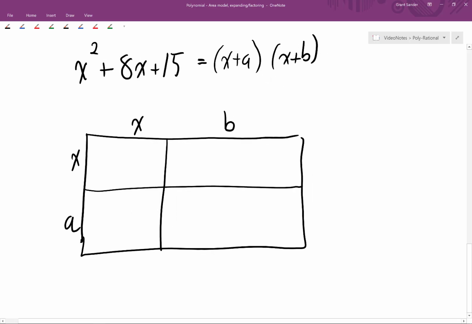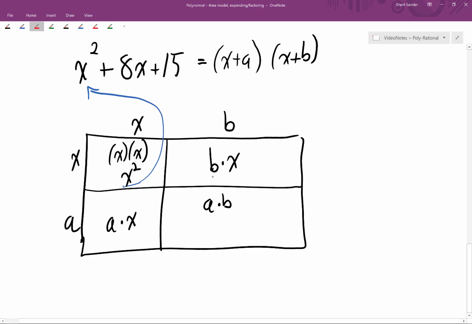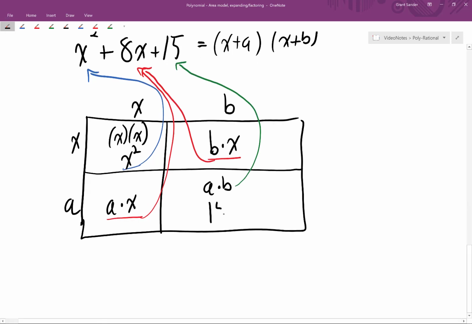Now some things we know, we can go in and fill in the areas of these constituent parts. We know that this one is x times x, which is x squared. This one is going to be b times x. This one will be a times x, and then this one will be a times b. So we have our x squared part. Our bx and ax, which we'll eventually add together, are going to add up to give us this 8x. And then our constant term down here in the bottom right should correspond to that 15. And therefore the area of this bottom right rectangle should have a value of 15.